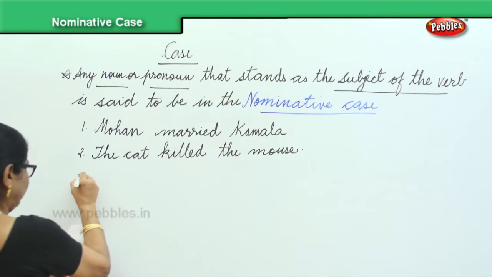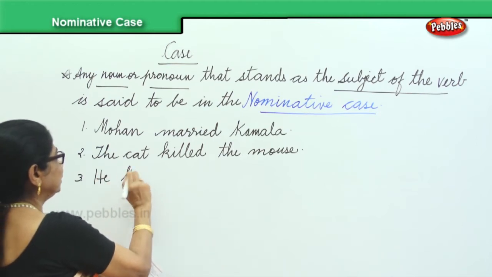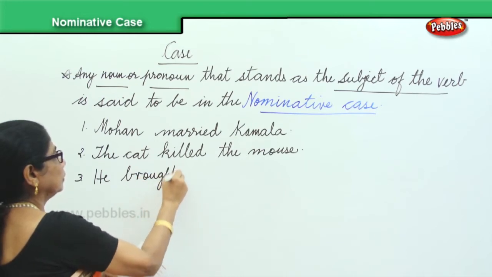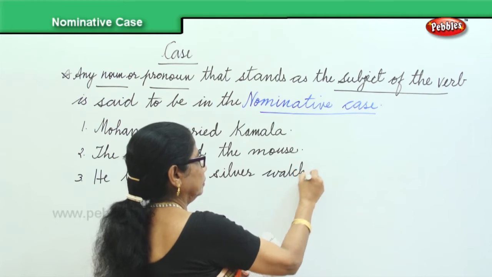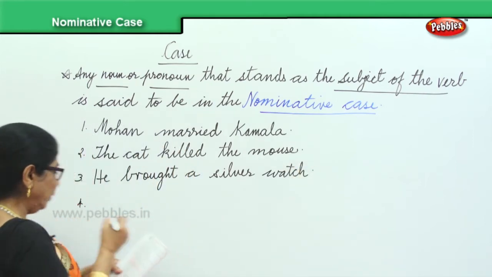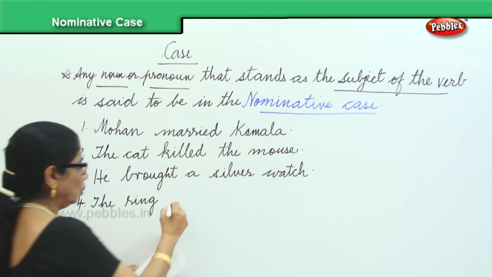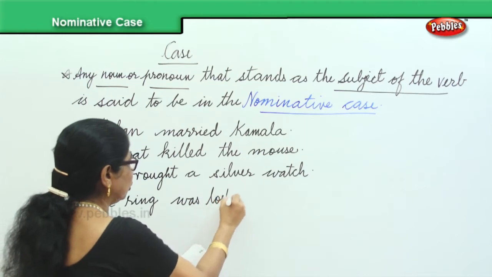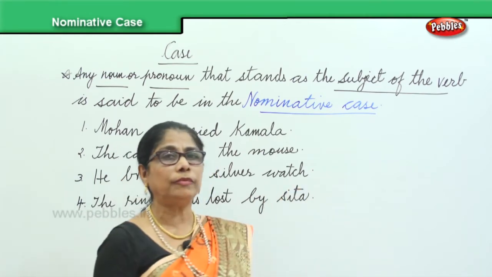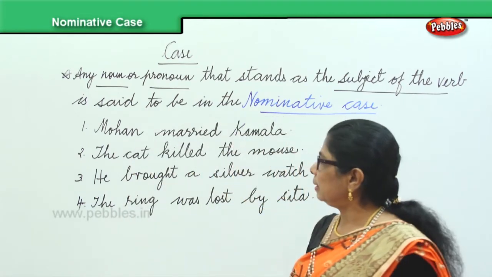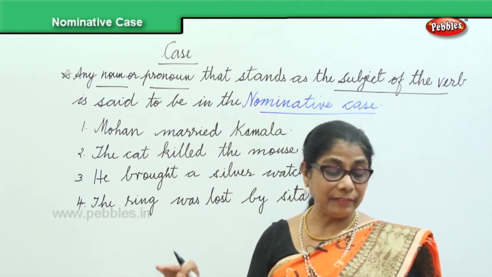Another sentence for you. He brought a silver watch. Another sentence. The ring was lost. The ring was lost by Sita. Now we need to look at all the four sentences. First, Mohan married Kamla. The cat killed the mouse. He brought a silver watch. The ring was lost by Sita. We have four sentences here.